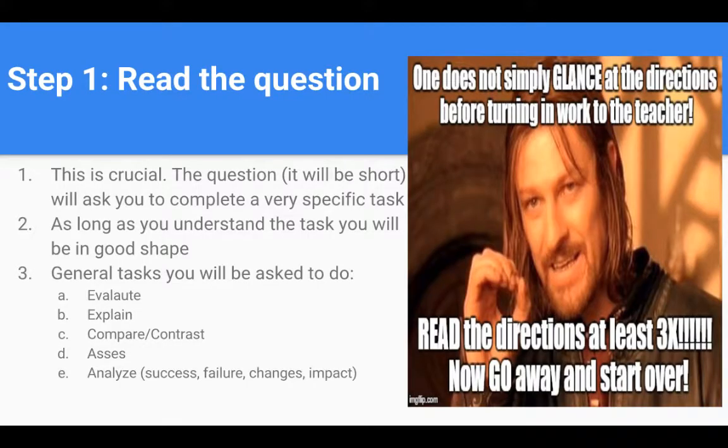Here we go. All right, first and foremost, you need to look at the question. It will be short, probably only a line or two, and it's going to ask you to complete a very specific task, okay? And you have to get the task. Some things that you will be asked to do: evaluate, explain, compare and contrast, assess, analyze. You have to know the difference between those things, and I'm sure in your classes you're going to talk about that, but you need to really get a hold of the question.